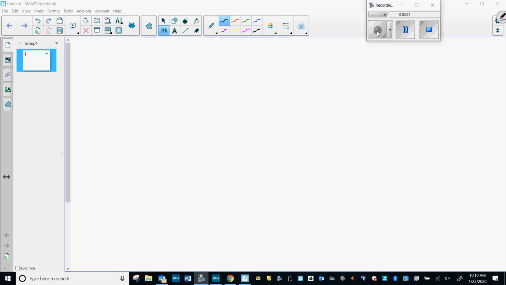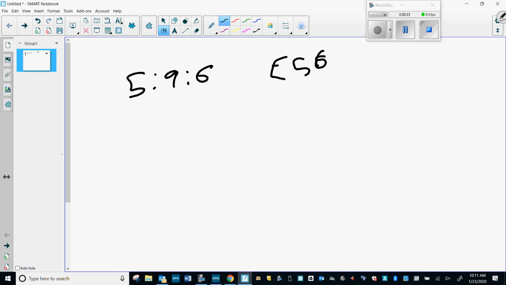Okay. So Jack, Kate, and Leela share some money in a ratio of 5-9-6. In total, Jack and Katie received £56. Work out the amount of money Leela receives.